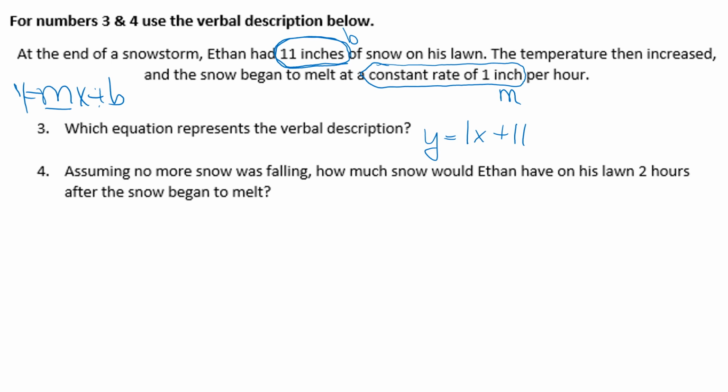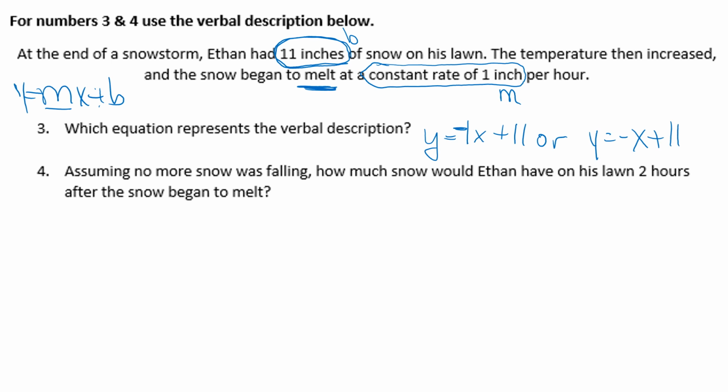Now, let's think about that. Our 1x that we put is just a positive 1, but our snow is going to be melting. So instead of that being a positive 1, I do need to make that a negative 1, because the snow is going to be melting, which means the amount of snow on the ground is going to be decreasing each hour. So your equation would be y equals negative 1x plus 11, or y equals negative x plus 11. Either equation would be accurate.